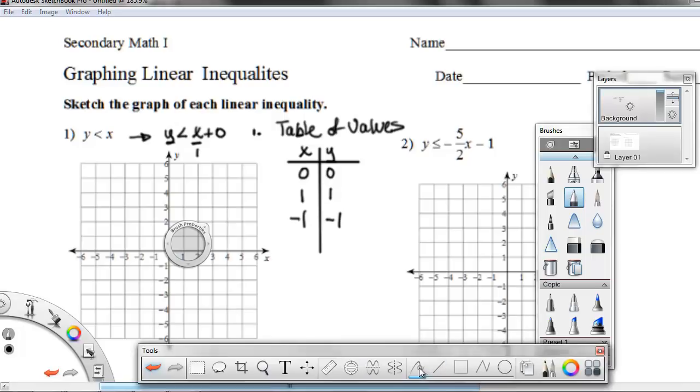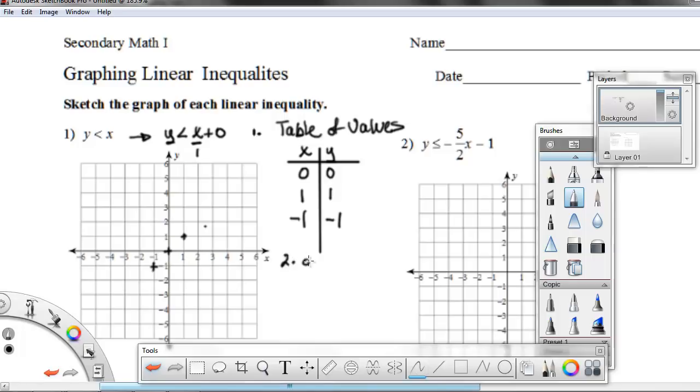Now we're going to go ahead and plot those values. On the coordinate plane, we have 0 and 0, which is right there in the center. Go over 1 on the x and up 1 on the y. Go 1 to the left and then down 1.